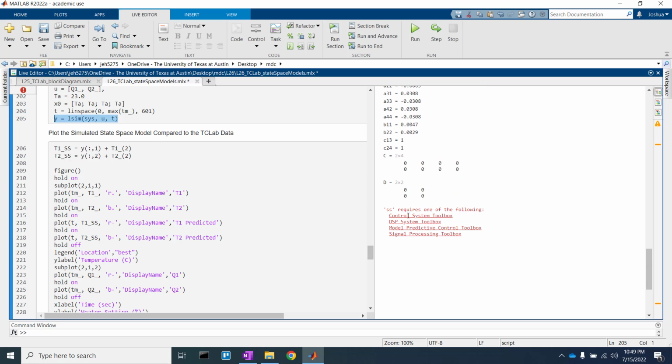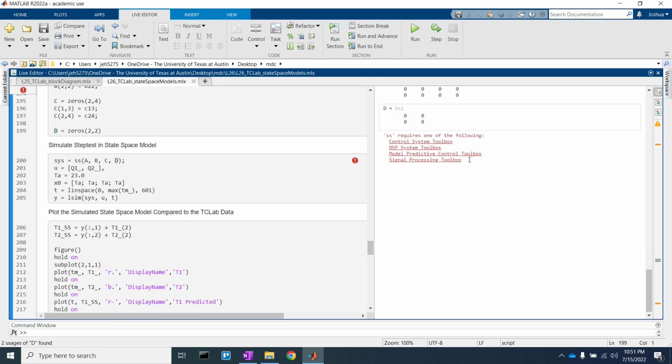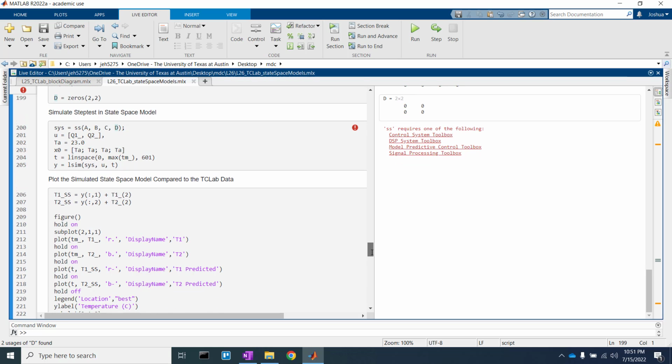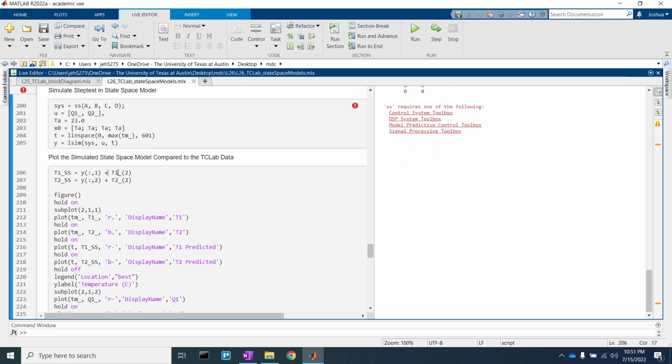And what do you know? We need our control system toolbox. Or we need our model predictive control toolbox. We also need our signal processing toolbox. One of these toolboxes. I'll probably do the control system toolbox and model predictive control toolbox, as we'll use that later. So I'll go ahead and download these. Alright, I apologize. I actually don't have a license to get these toolboxes, which is unfortunate, but when I made this I did. And so then we will be able to plot.